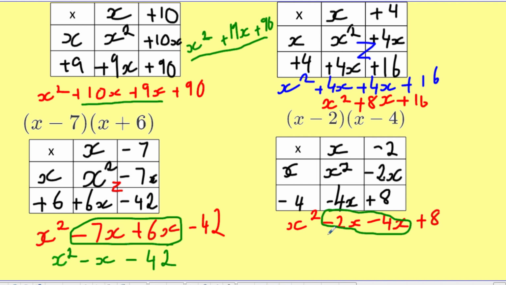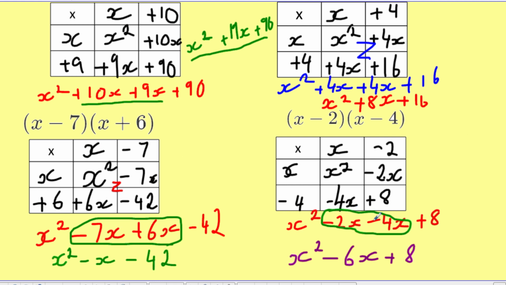Bit messy there. It's okay. X squared minus 2, take away 4. So when we're taking away, we're starting at minus 2 and we're taking 4 off. We've got minus £2 in the bank and we're spending £4. So we're going to get more into our overdraft, more into debt. So minus 2, minus 3, minus 4, minus 5, minus 6. Minus 6x plus 8.